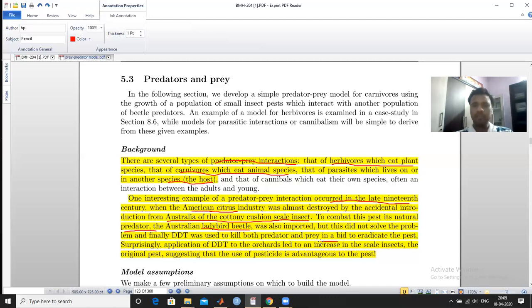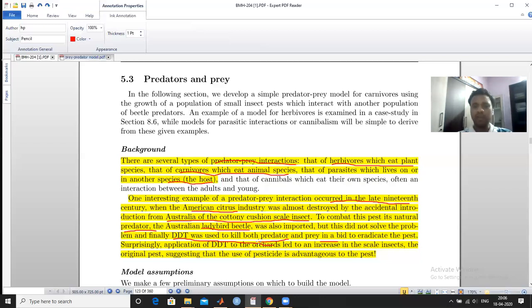So we will discuss here the interaction between two species, one is the predator and the other one is the prey. This is a particular example which occurred in the 19th century. We discuss how these two populations interact with each other and what was the effect of the DDT. DDT was used to kill both predator and prey because the problem was not solved by introducing this predator. Therefore they used the DDT.